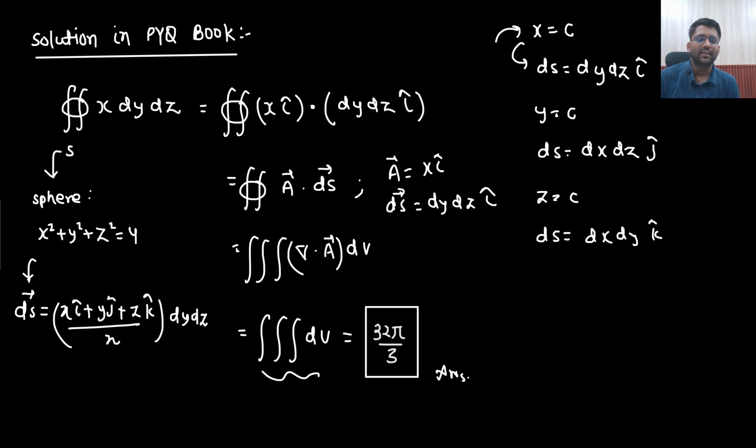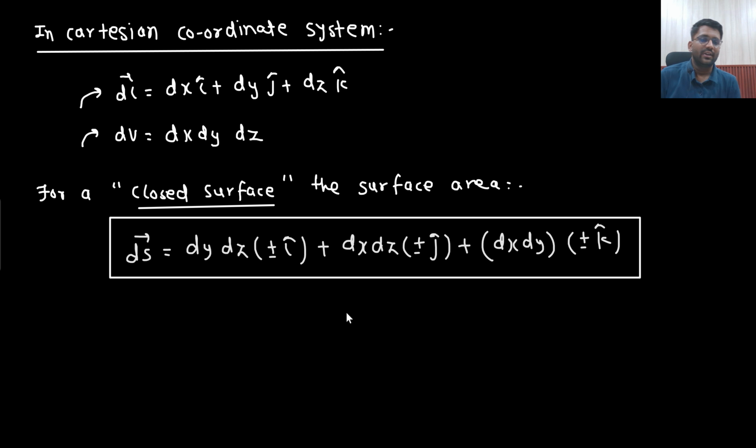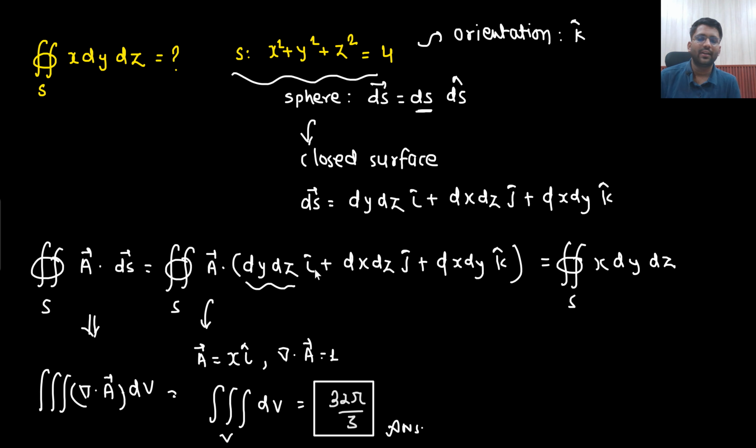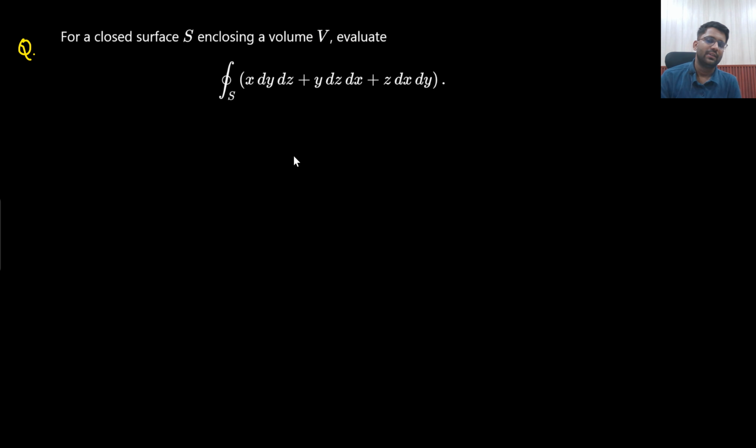We got to know one thing, that in the Cartesian coordinate system, if you need to write down the surface area for a closed surface, then this is how you can write it down. If this is how we can write it down, then we can check that A has to be x i cap, del dot A would be 1, dV, answer is 32 pi by 3. Solve this question as well.